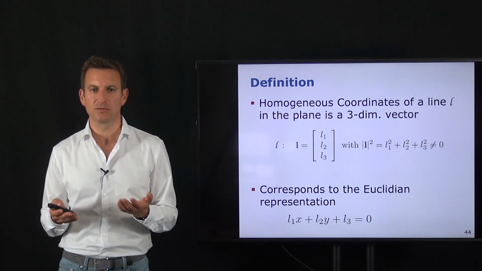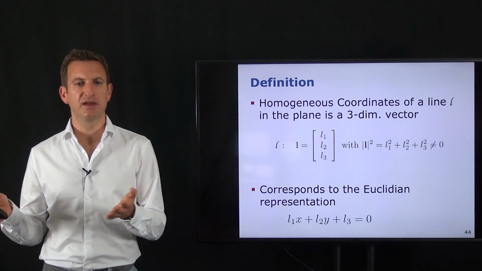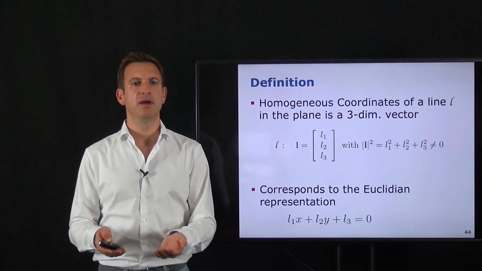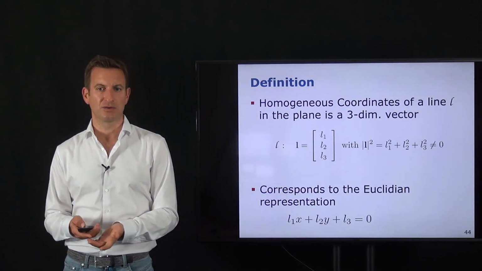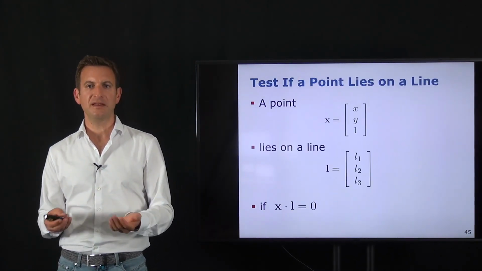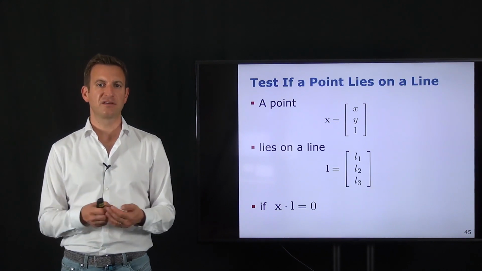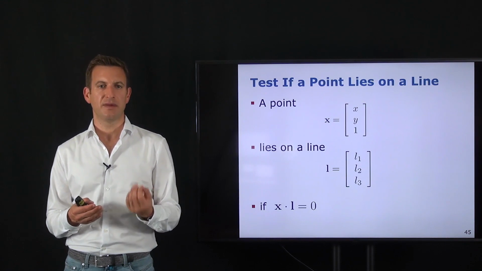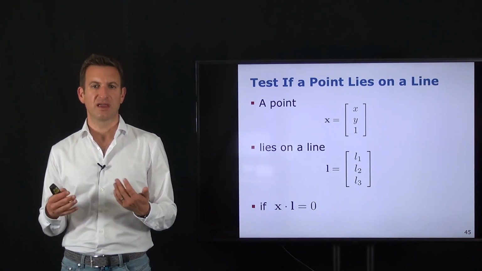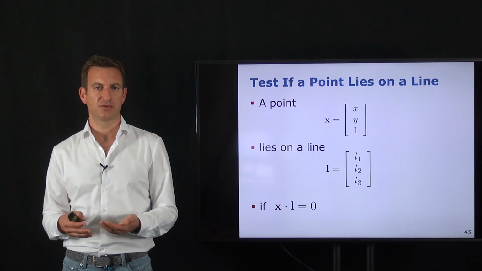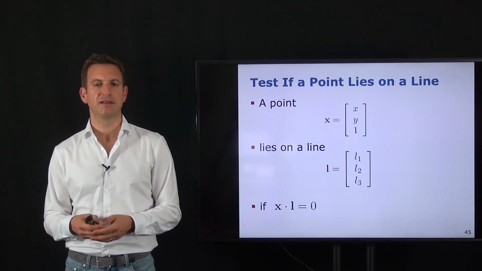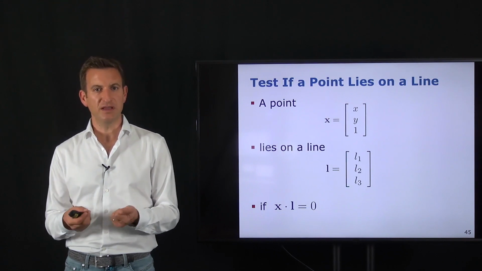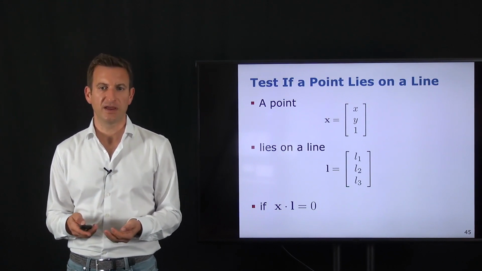Okay, so the only thing we do is take the 3 parameters that the line has and arrange them in vector form, and not all quantities are allowed to be 0. And then, if you want to test if a point x lies on a line L, the only thing we need to do is compute the dot product x times L, and check if it's 0, yes or no. If it's 0, the point lies on the line. If it is unequal to 0, the point does not lie on the line. So it's a very easy to execute test that we can do.